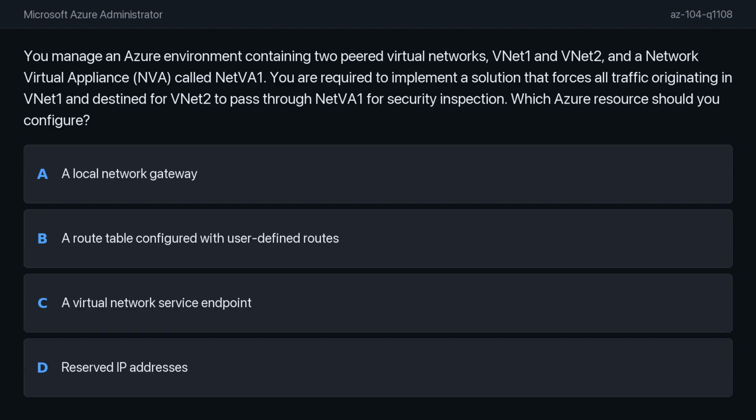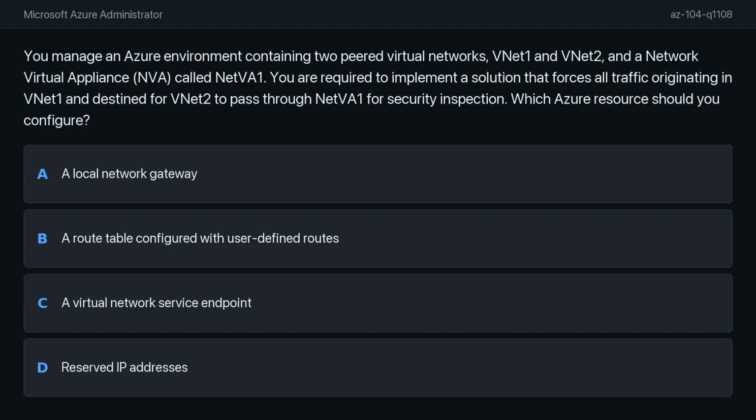Let's look at the other options as well. Option A, a local network gateway. While local network gateways are used for VPN connections, they would not be sufficient for forced routing in this case. Option C, a virtual network service endpoint. While virtual network service endpoints allow for secure connections between VNet1 and VNet2, they would not be sufficient for forced routing in this case. Option D, reserved IP addresses. While reserved IP addresses are important, they would not be sufficient.